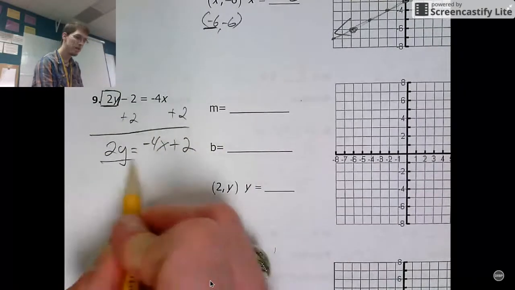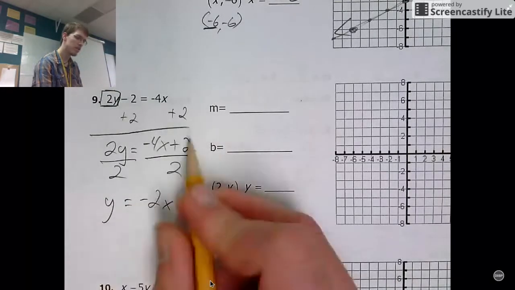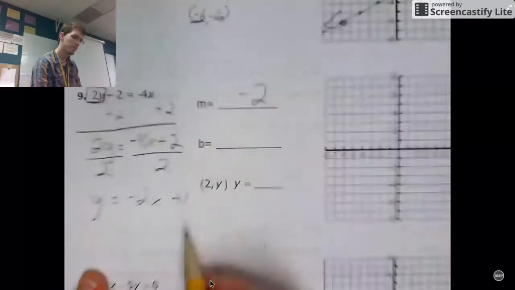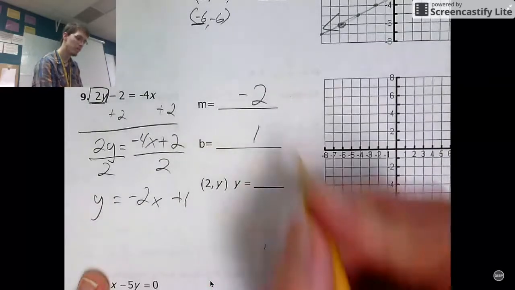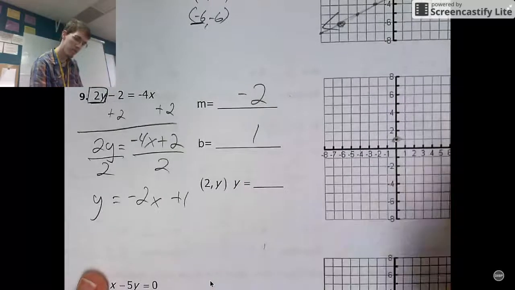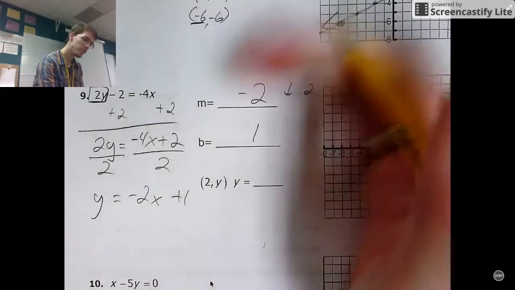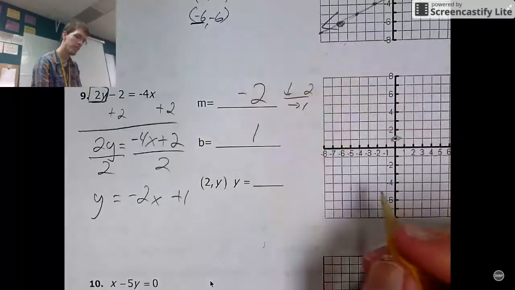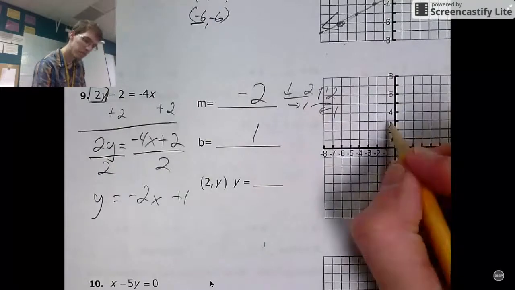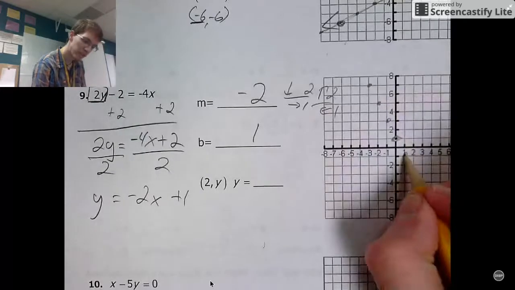Instead, to get y by itself, dividing by 2. So y equals, let's see, negative 2x plus 1. So our slope, negative 2. And our b is 1, so our point is 0, positive 1. Negative 2, so that is down 2 and to the right 1. Or up 2 and to the left 1. So we can go up 2 to the left 1, or we can go down 2 to the right 1.